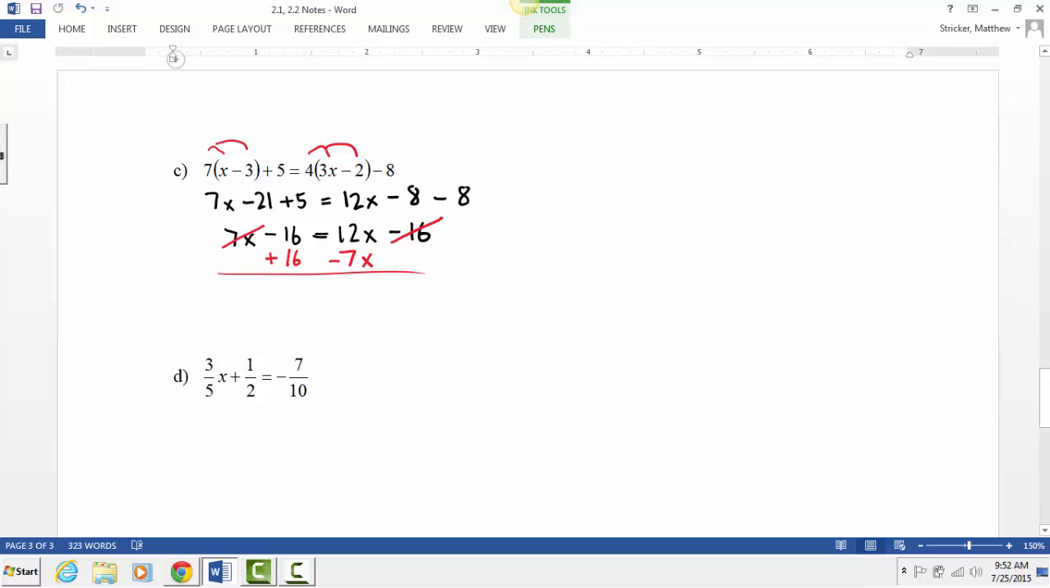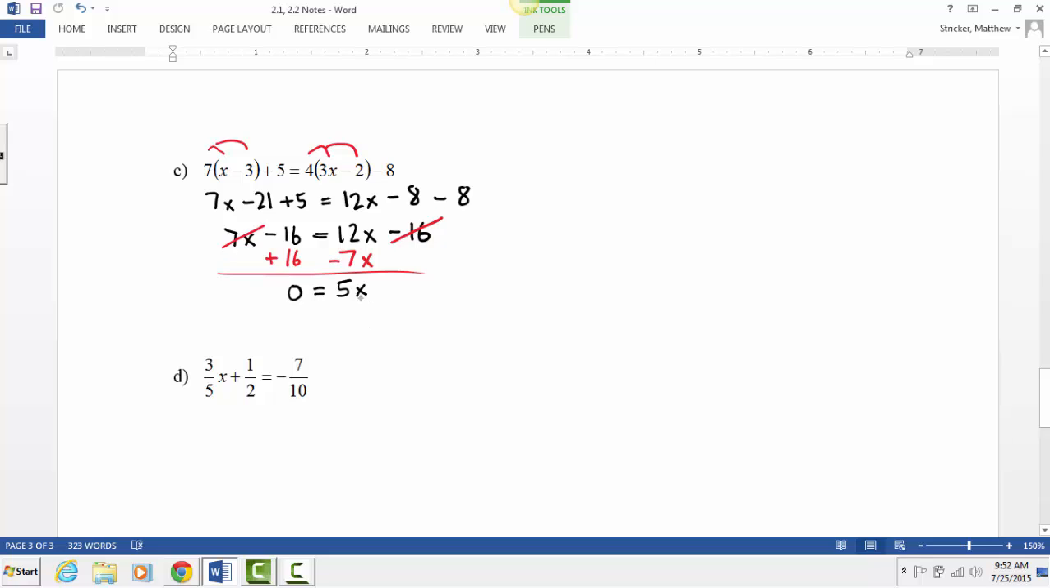So now when I combine those terms, it's negative 16 and positive 16, that becomes 0, which may scare some of us, but it's actually a good thing. It makes our problem more simple. And then on the right side, 12 minus 7x is 5x.